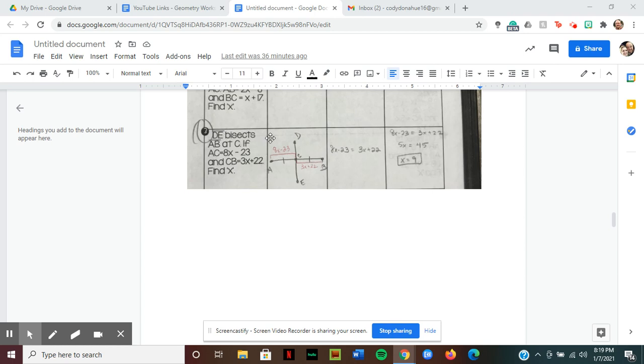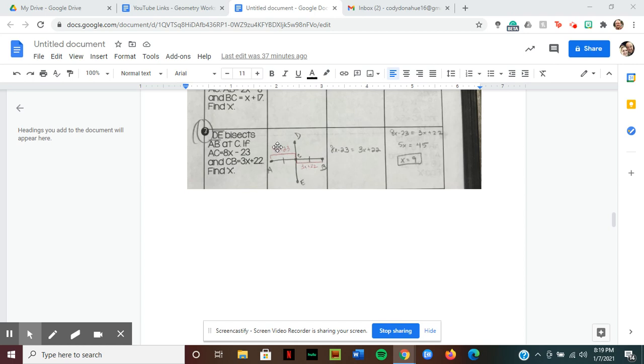If I'm told DE, this line right here, is bisecting AB, this line right here, remember, if something is bisecting something else, that means that it's cutting it in half. So DE is cutting AB in half at this point C. So I put the two tick marks right here to indicate that AC and CB are equal to one another. I'm also told a value for AC and CB, so I put them there. AC is 8x minus 23, so I labeled it right there. CB is 3x plus 22, so I labeled it there.